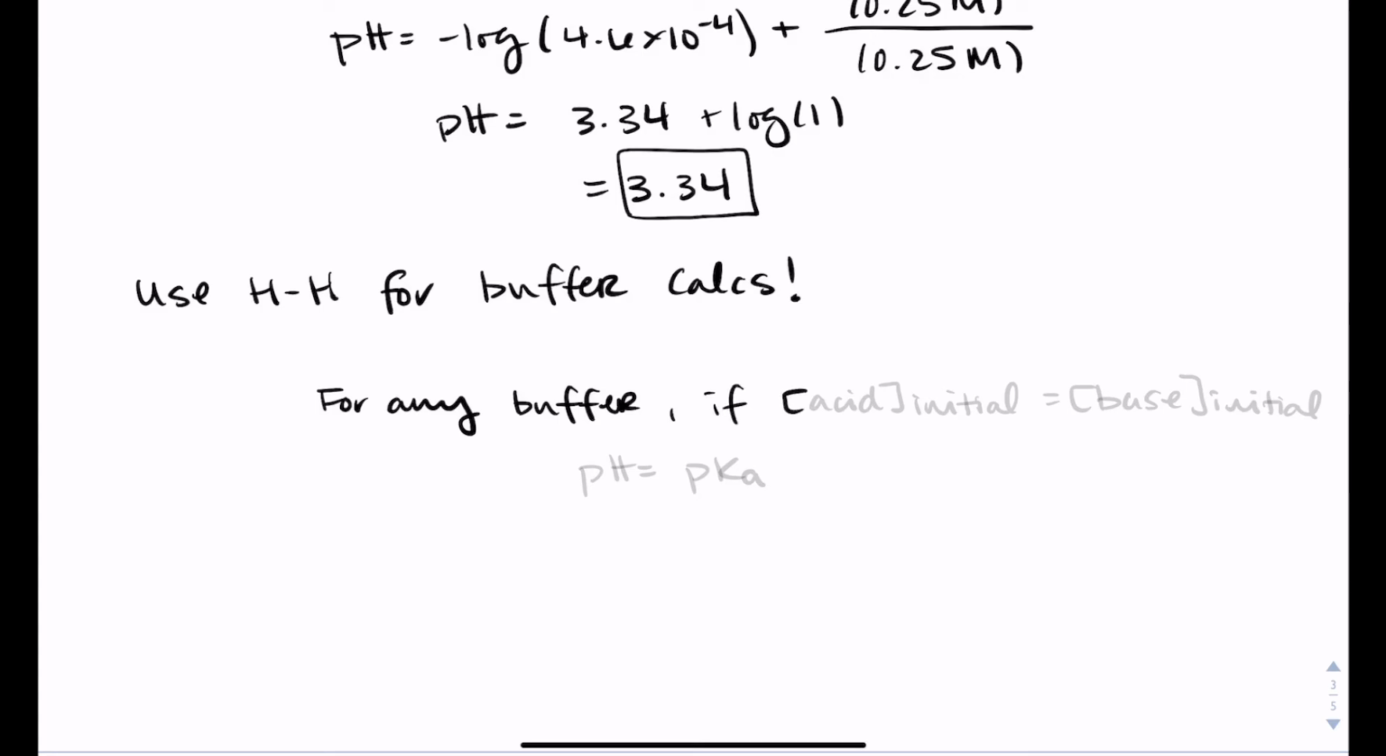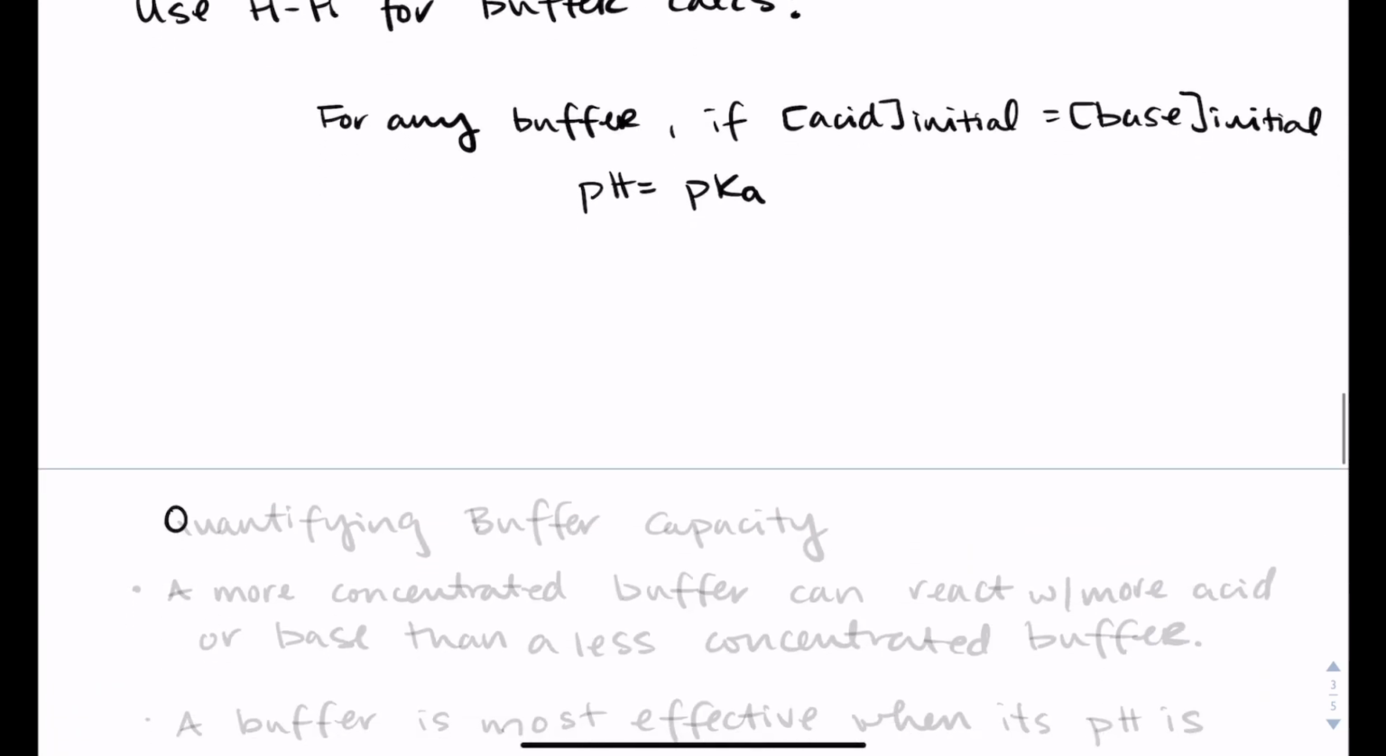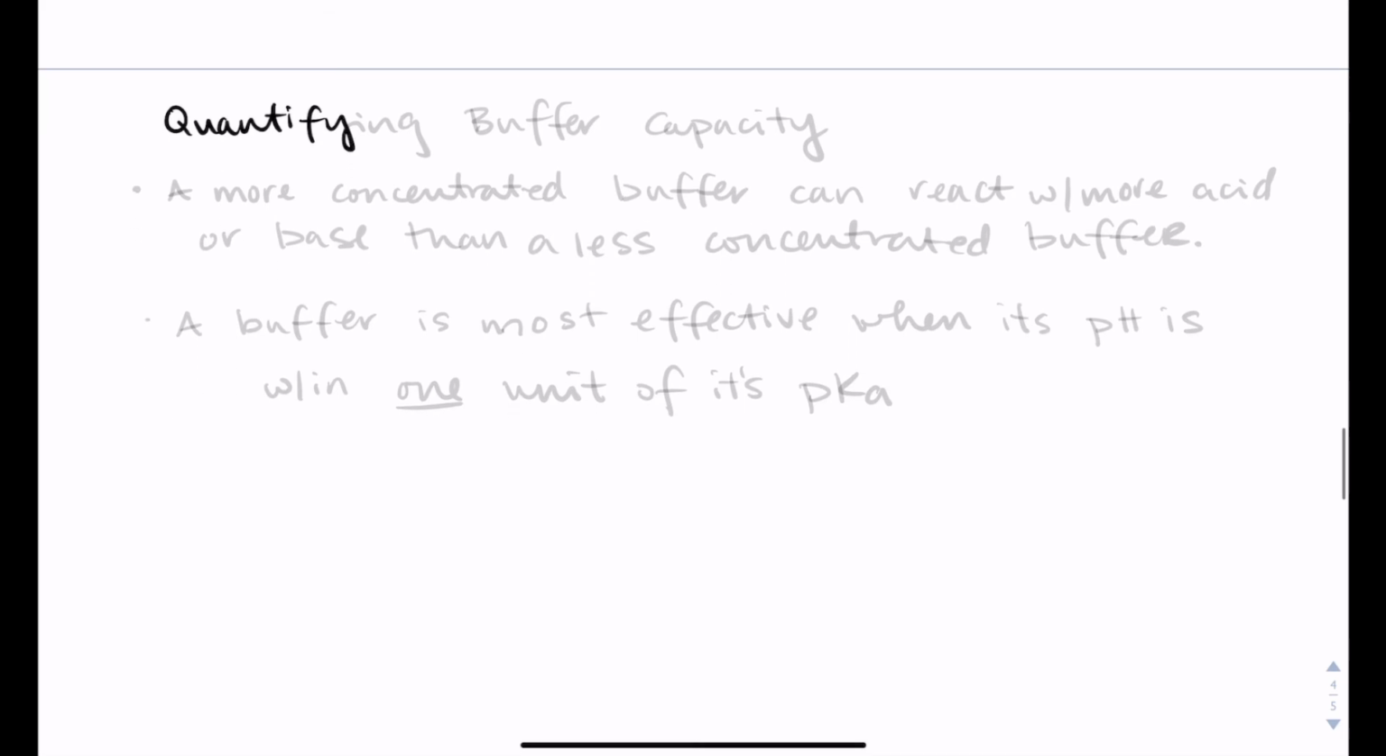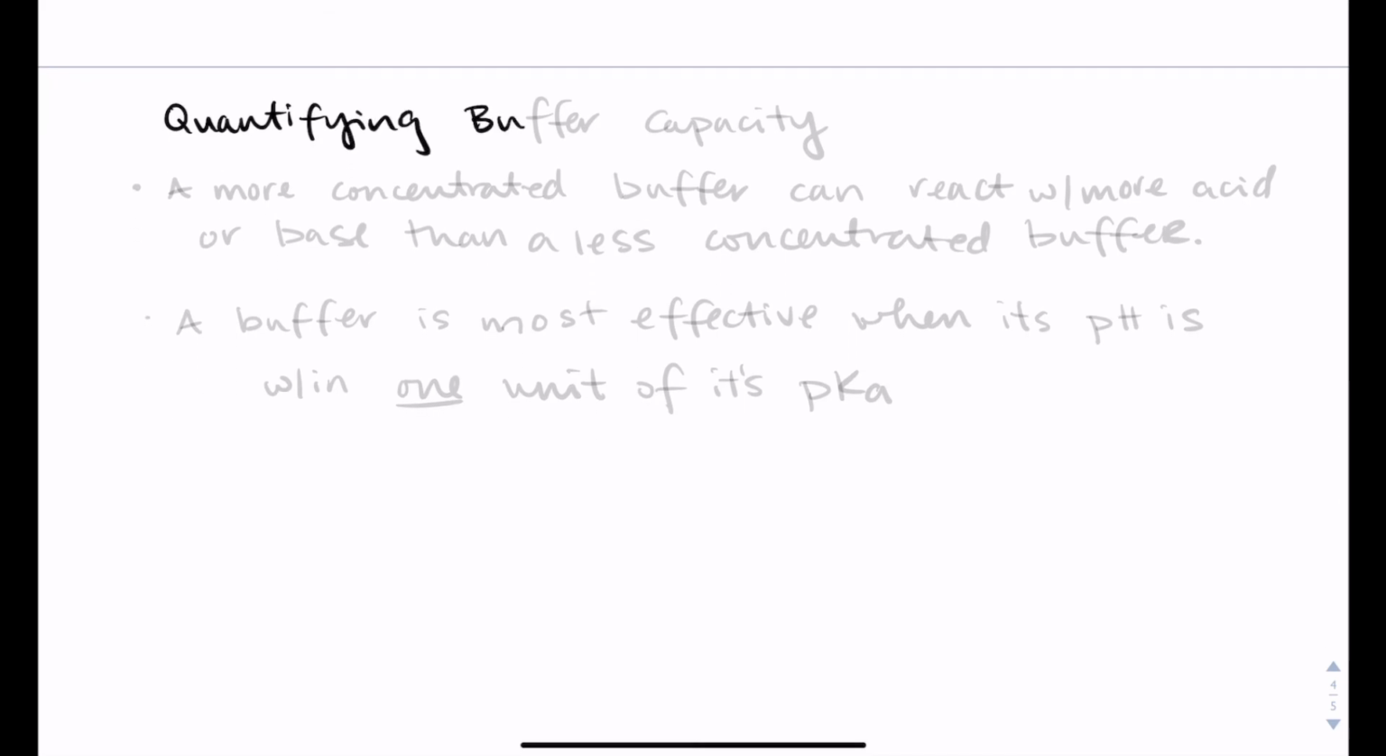So the pH of this buffer is 3.34, which is what we found from the equilibrium table, but I was able to do this with just one equation. So please use the Henderson-Hasselbalch equation for buffer calculations. You don't have to set up an equilibrium table. This will work great.